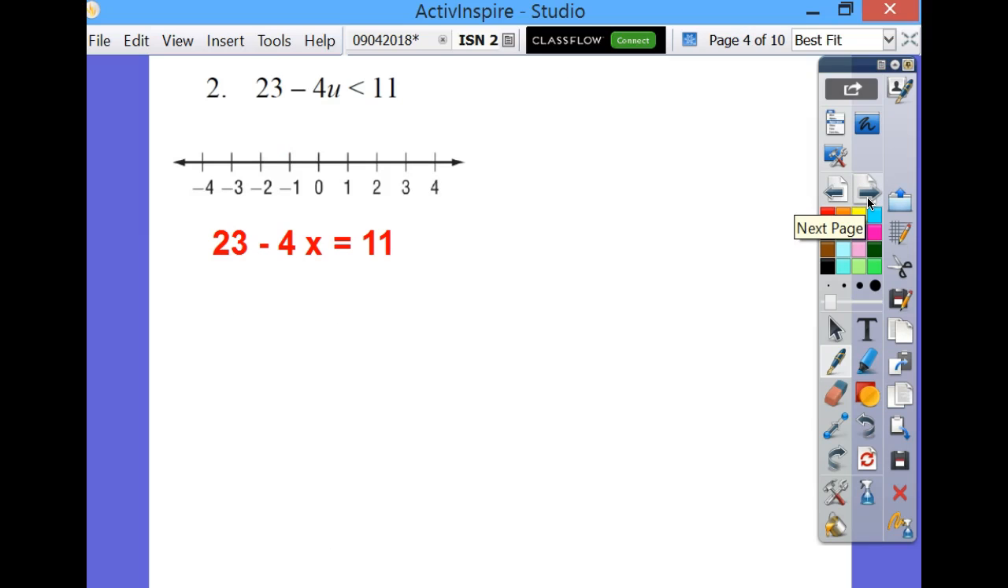On problem number 2, once again, write the problem down with the equal sign and solve it just like the equal sign was not there.